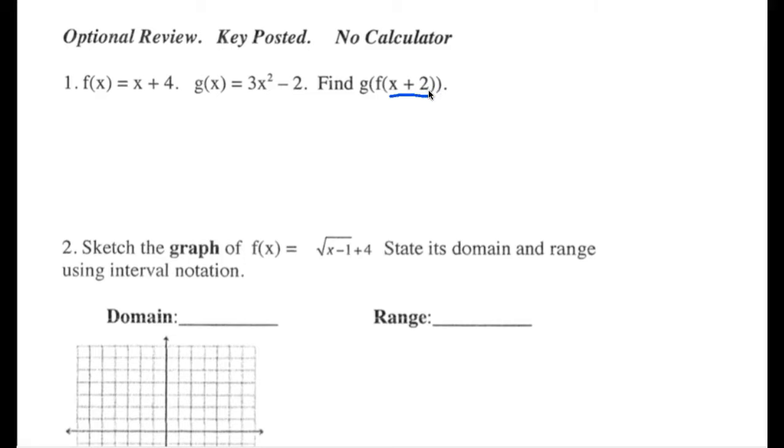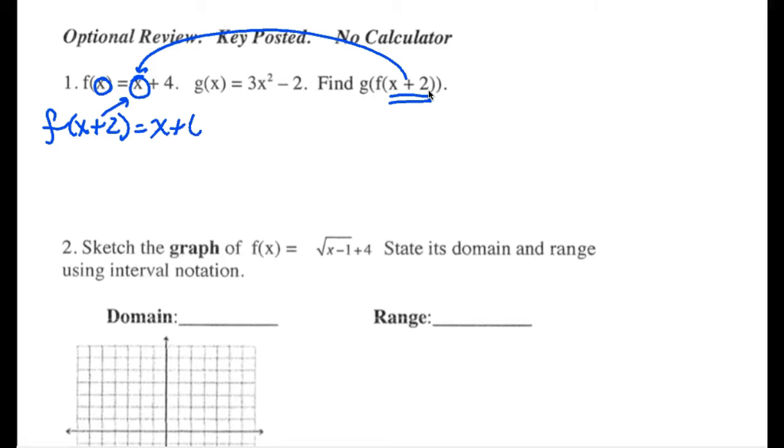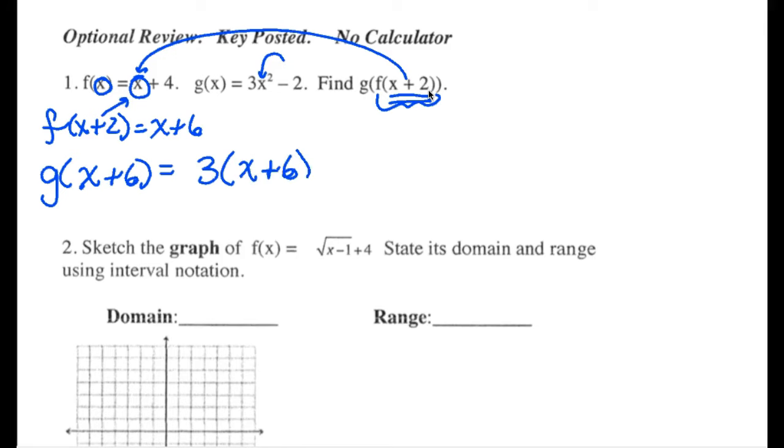We're going to put x plus 2 into the function f for x. So f of x plus 2 is going to be x plus 2 plus 4. So that's x plus 6. Then we take that output, x plus 6, and we put it into the g function for x. So x plus 6 has to go right here. So when we do g of x plus 6, we'll replace the x, the input, with an x plus 6.